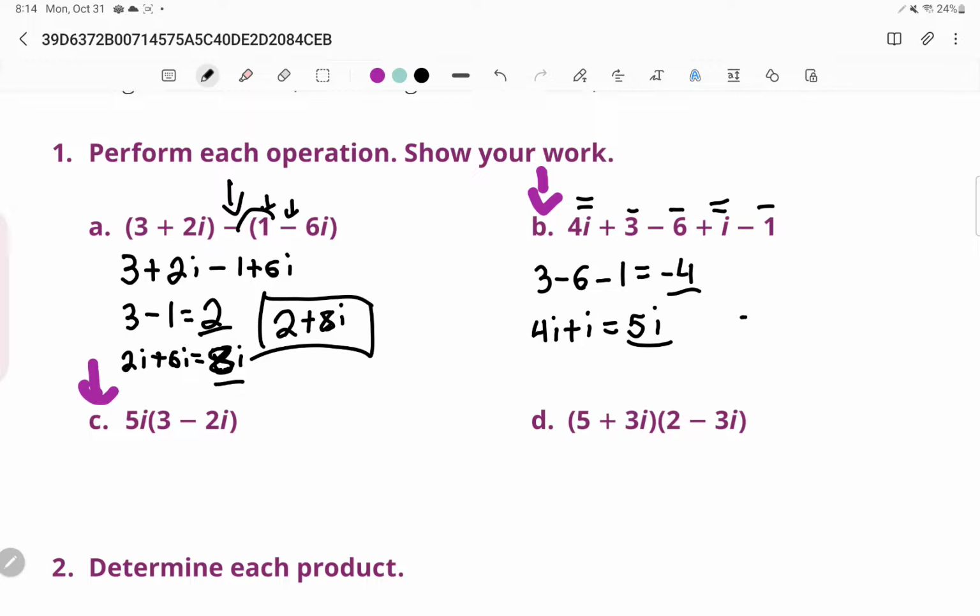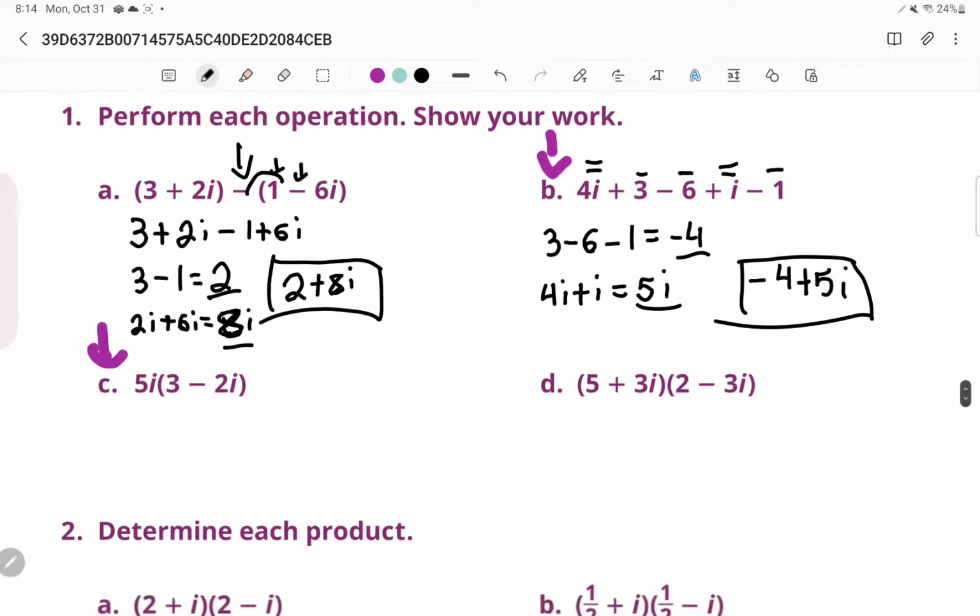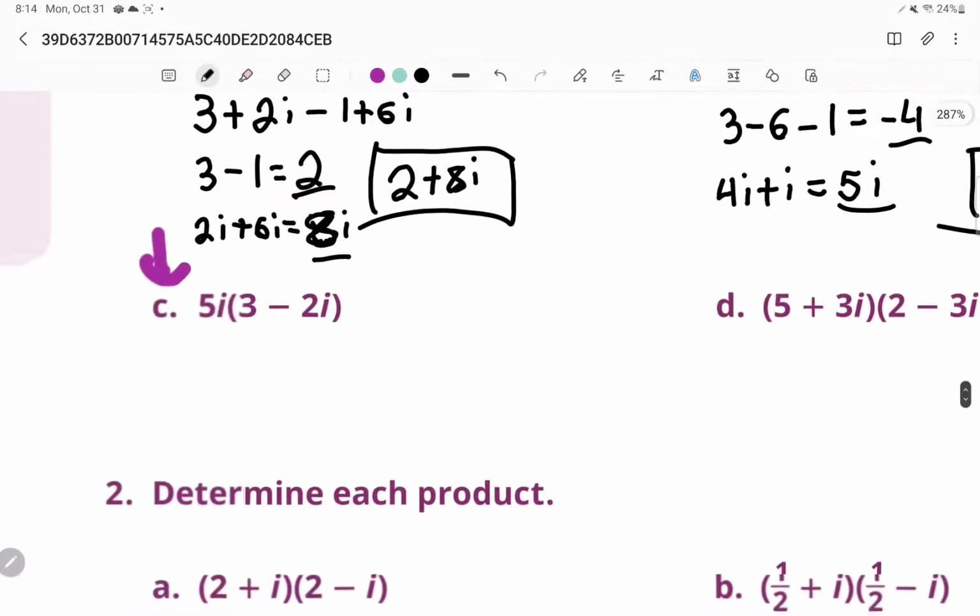So real number goes first. Imaginary number goes second. Easy peasy. It's that easy. It's really straightforward. It's not very hard.